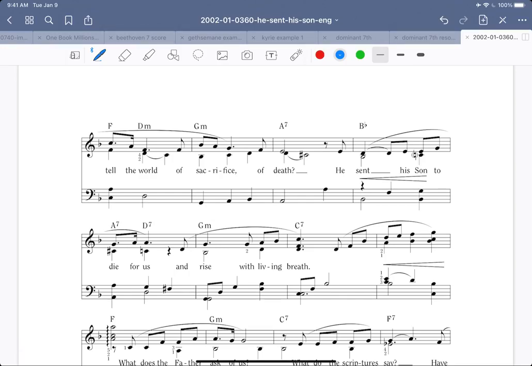He sent his Son to die for us and rise with living breath.